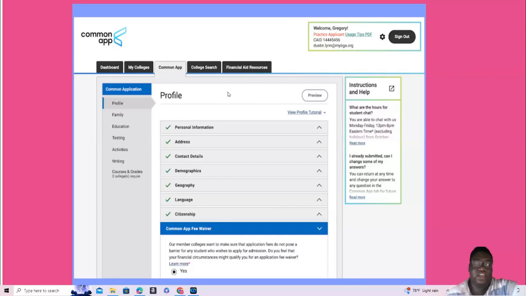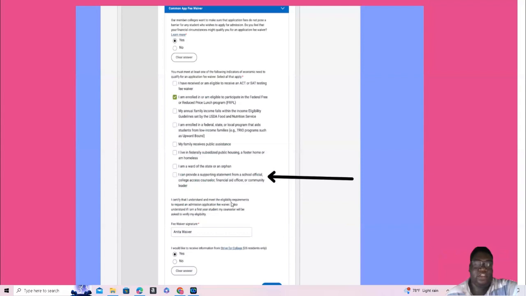This is an example of what you'll see when you go to the Common App. If you go under Profile, then Common App Fee Waiver, you'll see that they'll ask you if you feel that your financial circumstances might qualify you for an application fee waiver, and in this case, you should choose yes. The next prompt will be for you to support your eligibility for this fee waiver. The most supported way to get this fee waiver is to get a supporting statement from people that are trustworthy and have good relations with you.